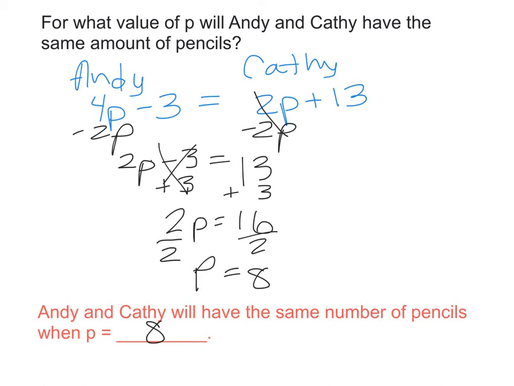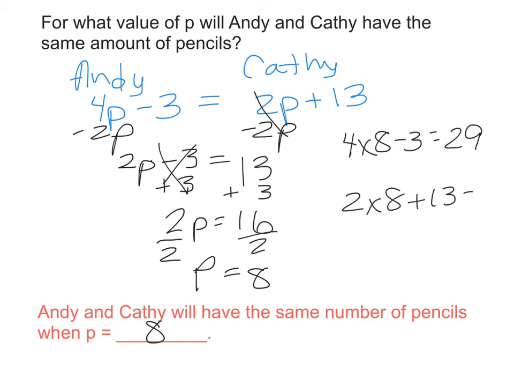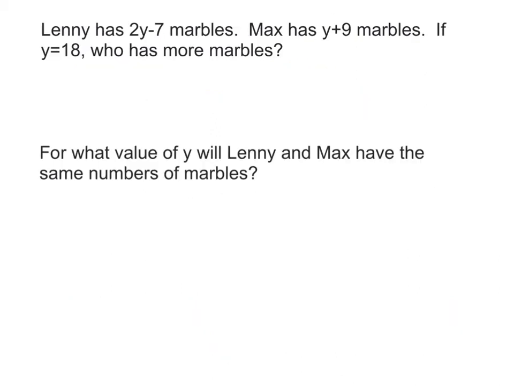I could have also done trial and error up here. I could have tried P equals 1 to see if they came out the same. I could have tried P equals 2, P equals 3. But finally, if I had P equaling 8, then Andy would have 4 times 8, which is 32, minus 3. 32 minus 3 is 29. And Kathy would have 2 times 8, which is 16. And 16 plus 13 is also 29. So trial and error would have eventually led me to P equaling 8 for them to have the same number of pencils also. Pause the video while you answer these two questions.